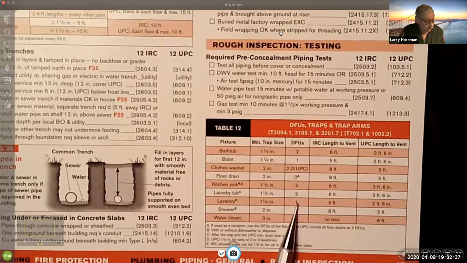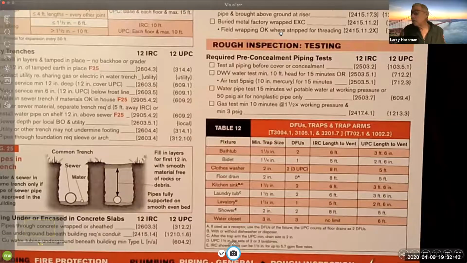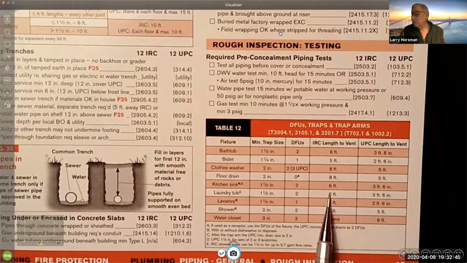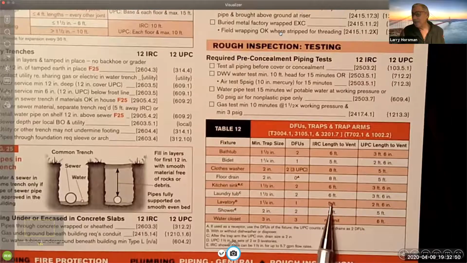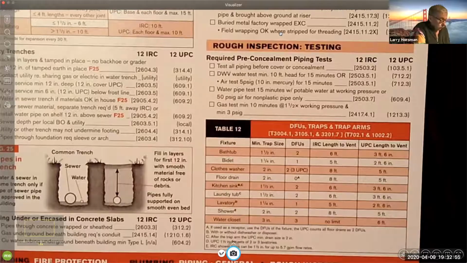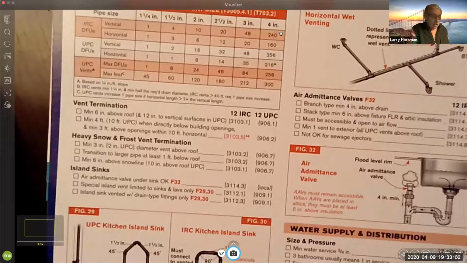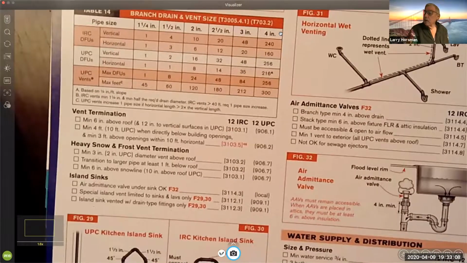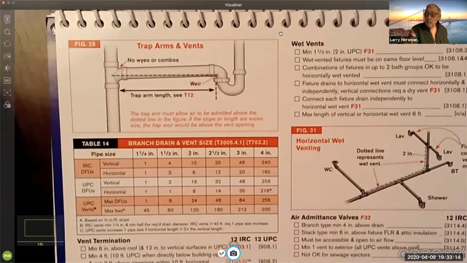And this is where things get a little dicey. You will notice that in the IRC, it says the trap arm can be 6 feet long. However, if you look at the Uniform Plumbing Code, it says 3 feet 6 inches. Wow. 6 foot trap arm. That's huge. Well, that's why I say the International Residential Code is much more generous.